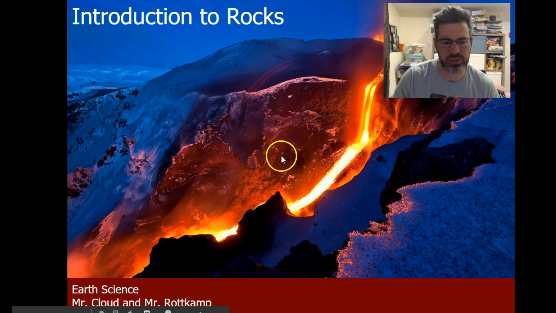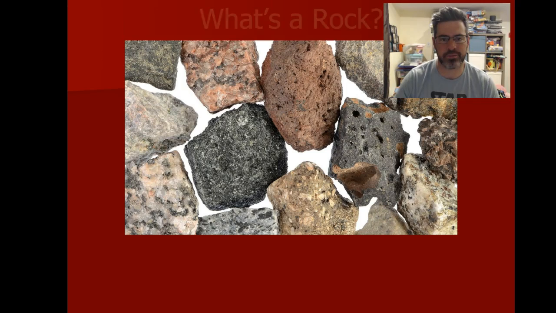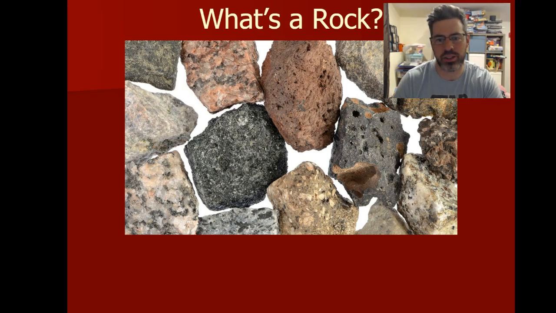It's a pretty awesome picture here. I believe this is Mount Erebus down in Antarctica, right? And you see the lava just kind of flowing amongst the snow here. And when we think about igneous rocks, we're going to think about liquid rock. But there are three types of rocks that we need to know about, so let's just get right into it right away. Okay, so what is a rock specifically?